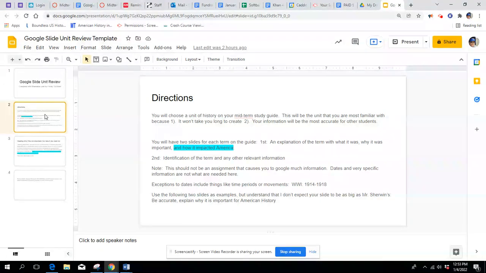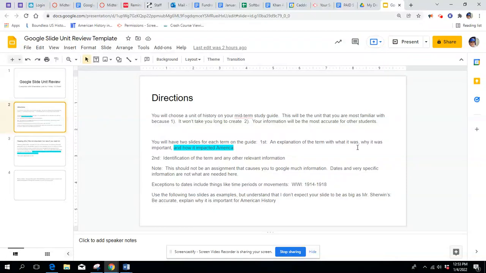Okay. You will have the first slide, which is an explanation of the term with what it was, why it was important, and this is difficult for some of them, but if you can tell me how it impacted America, okay, that's sort of the clue. You don't want to give away the answer, but you want, like a review, you kind of want to have very specific clues that help identify the event or the person or the time period or whatever.